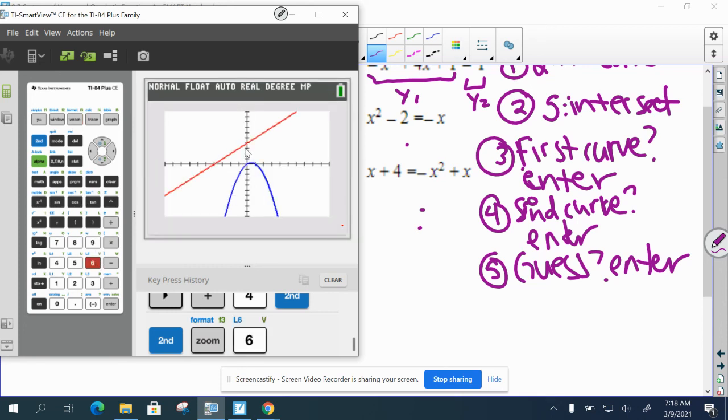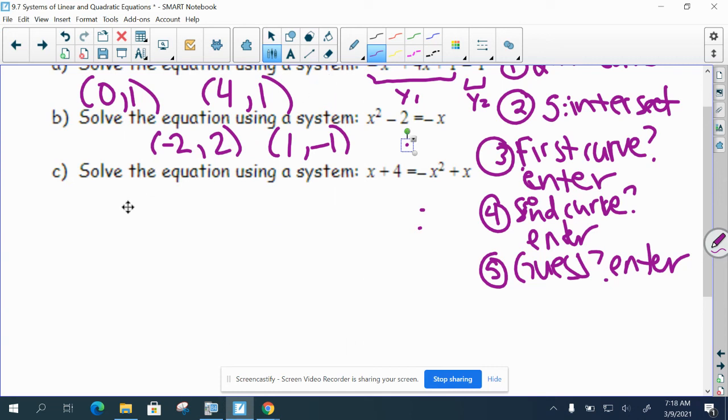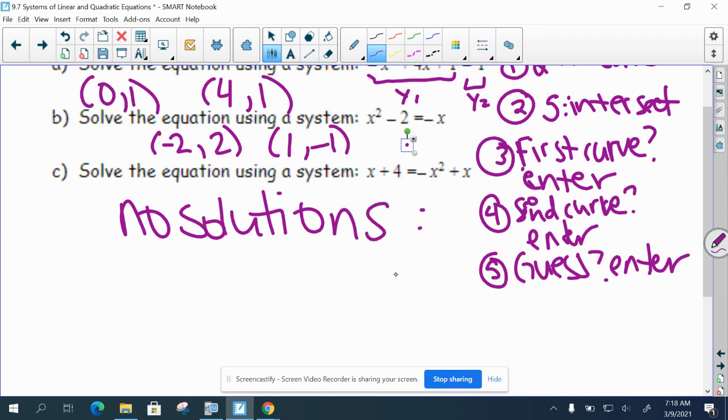Okay, so those don't intersect each other. And if you try to zoom out, they still won't intersect each other ever, because this is always going down and this is always going this way. So when you get something like this, you would say no solution. And there would be imaginary solutions, just no real solutions. So we'll leave it at that.